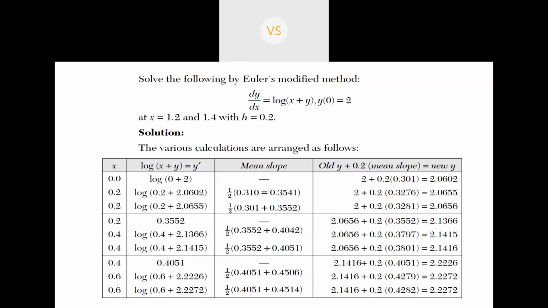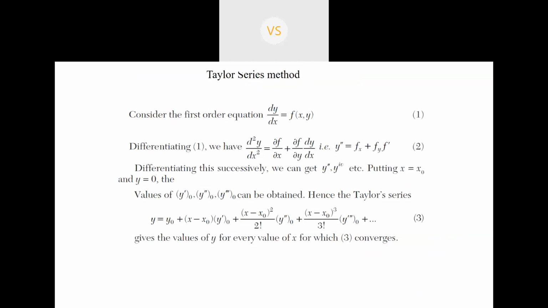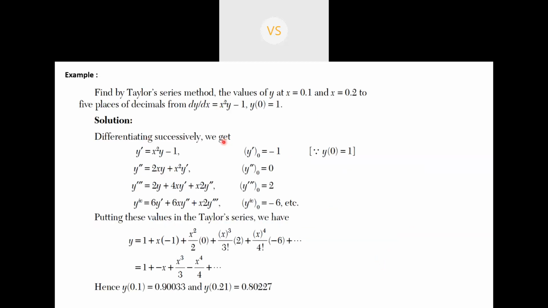Then we have seen the Taylor series method. This was the formula for Taylor series method. Then we had seen the example for Taylor series method. This was the example taken: dy by dx is equal to x square y minus 1.